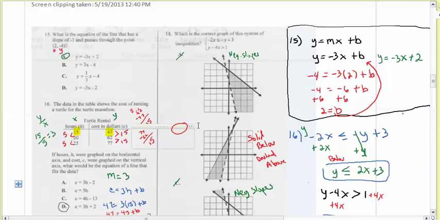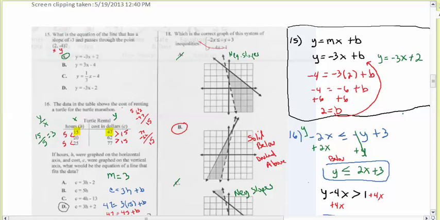Okay, number 16. What I did with number 16 is I highlighted. I took the difference between 62 and 47. I found that that was 15. I found the difference between 77 and 62, and I found out that was 15. From 15 to 20, that's 5. And from 20 to 25, that's 5.